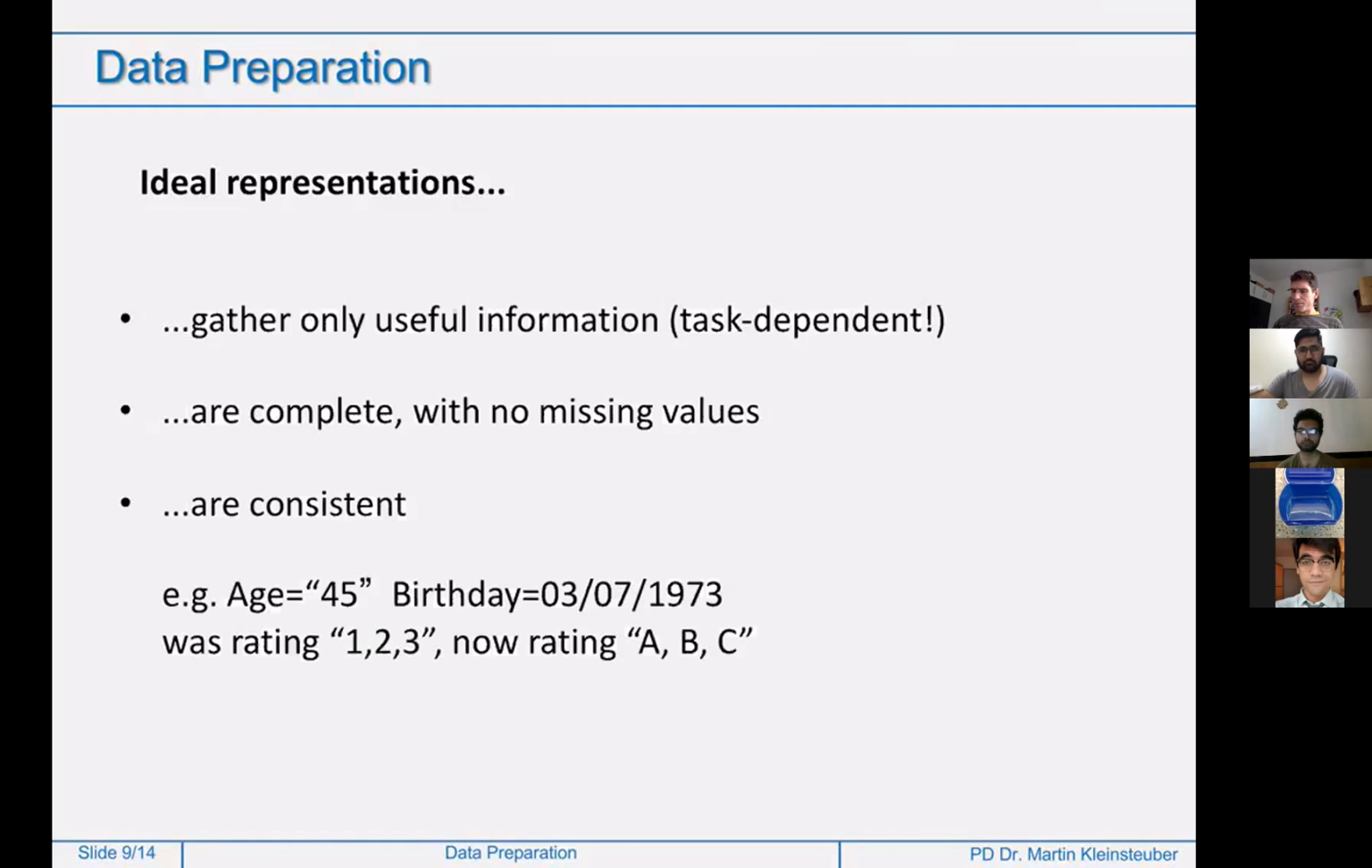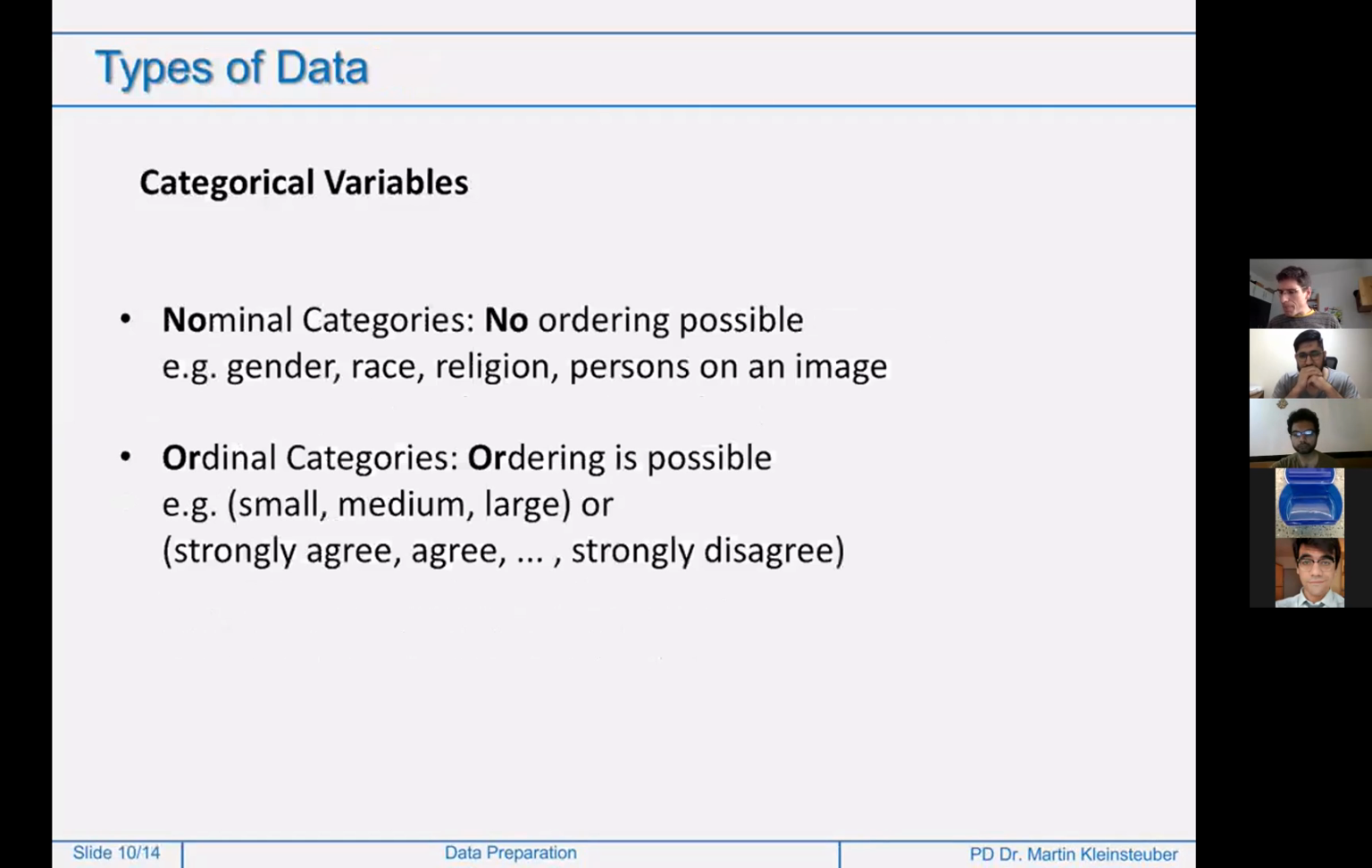This is one thing, and that they are consistent. So if you gather data about someone, you have age is 45 or birthday is 3rd of July 1973, or you have a rating that is 1, 2, 3, and now the rating is ABC. All these things occur in practice. Okay, consistency.